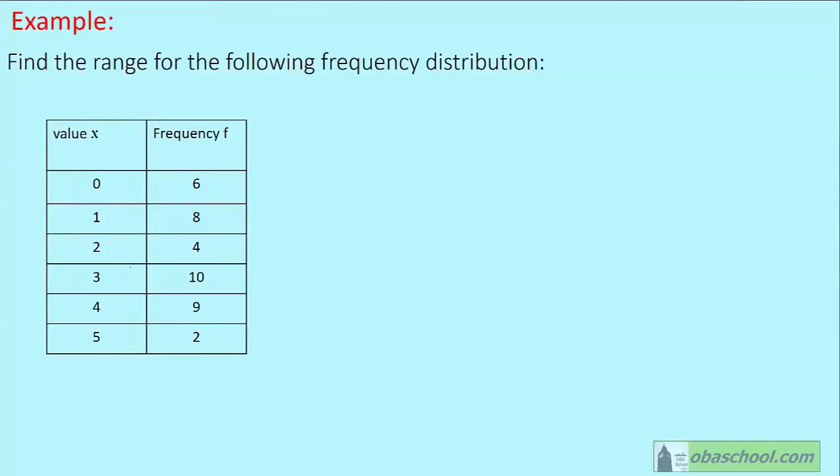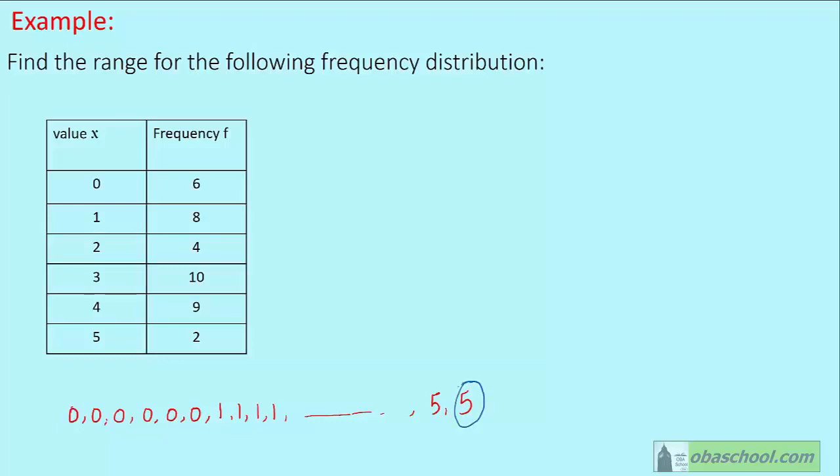For this example, find the range for the following frequency distribution. So, as we know by far, the range is the difference between the largest value and the smallest value. And of course, we're not talking frequencies here, since 0 is repetitive, 1 is repetitive, 2 is repetitive, and so on.